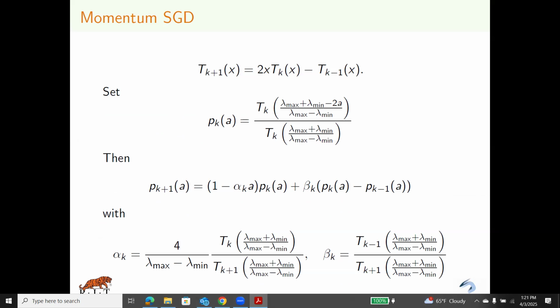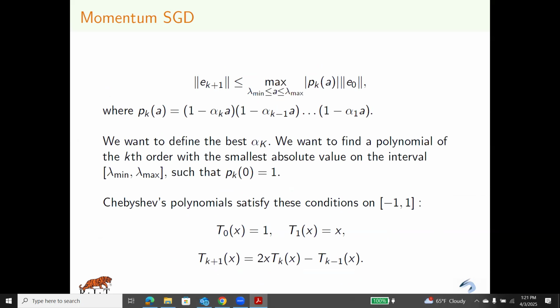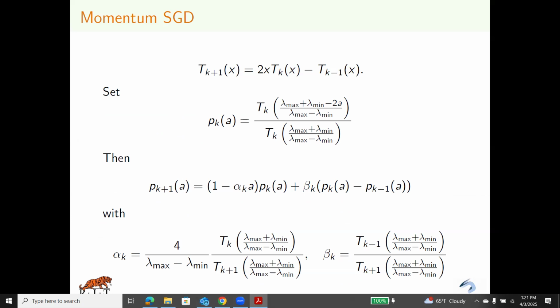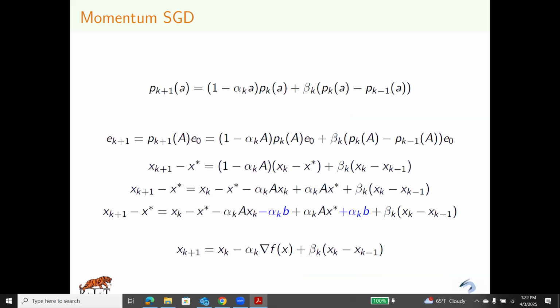And also, because if we use alpha 0, our polynomial should take value 1. So to get the value 1 at 0, we also normalize it by this constant. And after that, if you make the change of variable, so instead of x, you use this argument, I skip the steps, you will get this recursive expression, which looks exactly like momentum. And finally, if we make the backward substitution, so we apply the polynomial to the error, then we write the error explicitly, you will get this method, gradient descent with inertia.